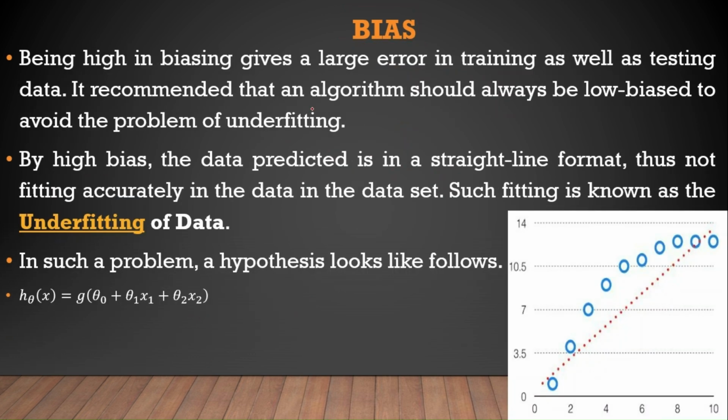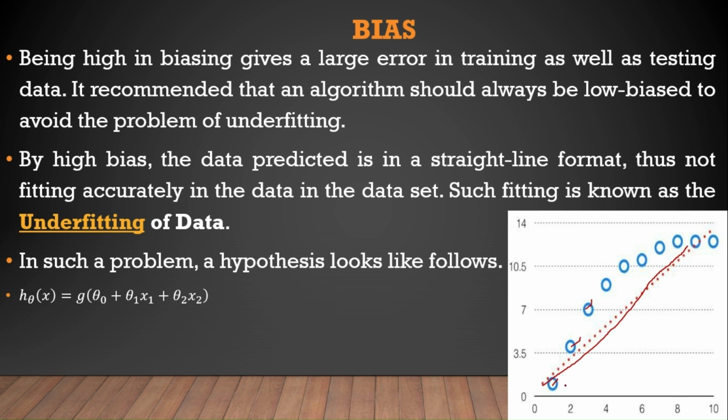Next, you can see underfitting. This is my original data, but my model is predicting in this direction. Then we call it underfitting. Being high in bias gives large errors in the training. So these are the training data sets. While training on the data sets, my data is going like this.